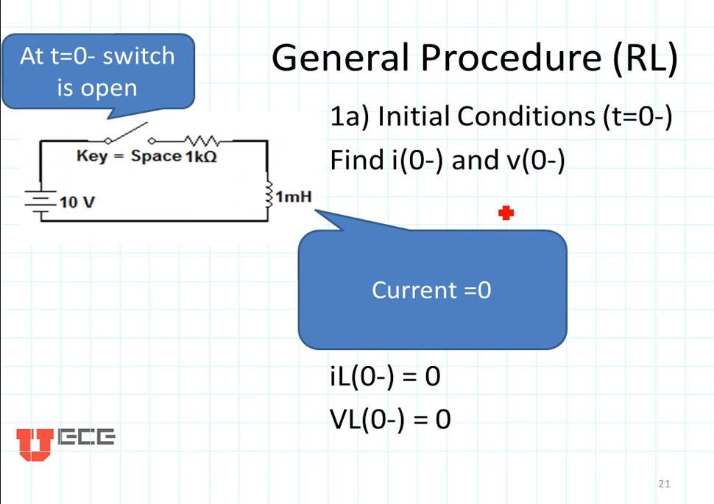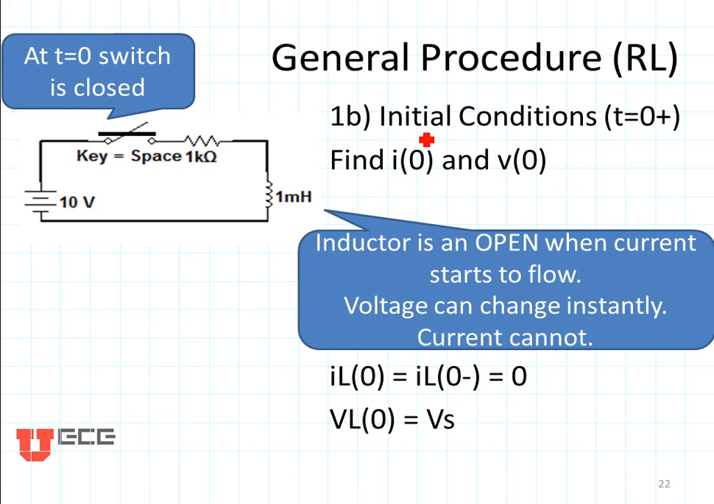Okay, now let's talk about the general solution procedure for RL. It works very much the same way as a capacitor does. We start with the initial condition before the switch has closed. We find out that the current and the voltage before the switch has closed are both 0 once again. And then we look to see what happens when we first close the switch at t equals 0 plus, and we need to find the current and voltage. Remember that the current does not change suddenly, so the current at time t equals 0 is going to be the current at t equals 0 minus, or 0 in this case. Then we look to see what the voltage is. The inductor is open when the current first starts to flow, and so that makes the voltage be Vs.